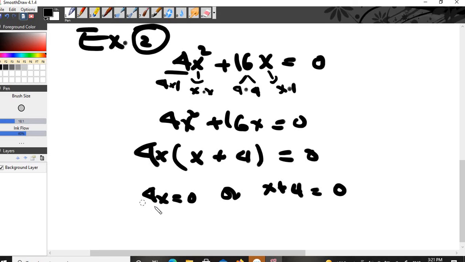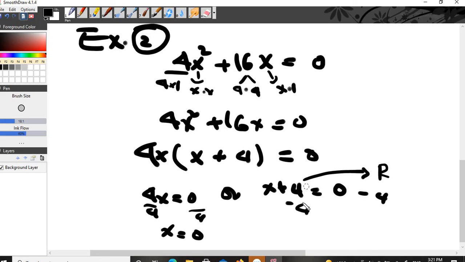So we divide both sides by 4. We divide 4 here and then 4. So x is 0, because 0 divided by 4 is 0. And then we have to subtract 4, or we remove 4 from the left to the right, and we have to subtract this side. The two 4s cancel out, so x is gonna be negative 4.